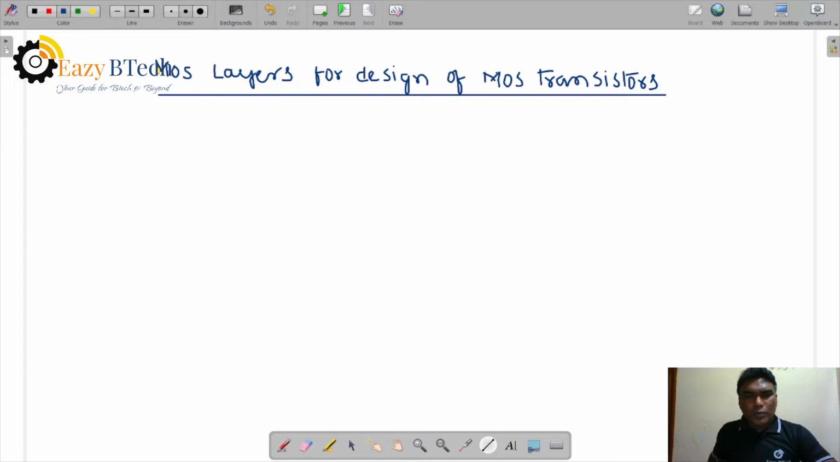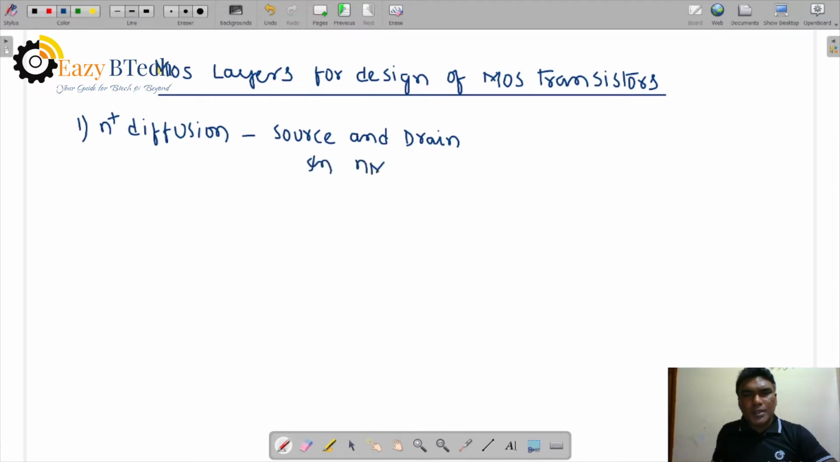There are four basic layers. The first one is N plus diffusion. N plus diffusion acts as the source and drain in an NMOS transistor.